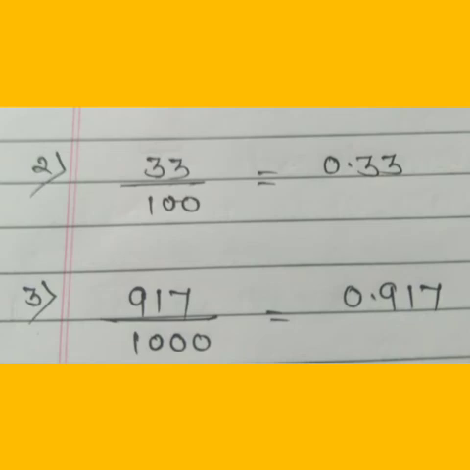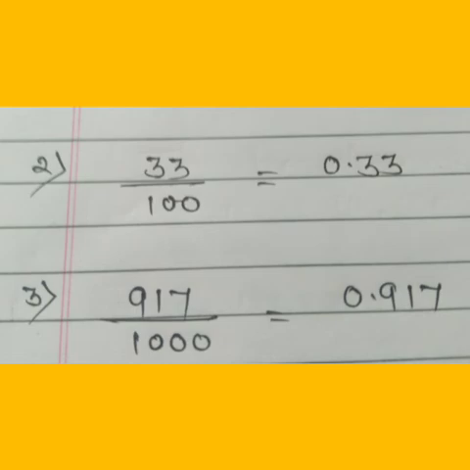33 by 100. Here there are two zeros in the denominator and two digits in the numerator. So we have to put the decimal point before the two digits, that is 33, and put 0 in the integer place. Our answer is 0.33. The same thing applies to 917 divided by 1000. In the denominator there are three zeros. We have to put the decimal point before three digits. That means 917 after the decimal point and put 0 in the integer place. So our answer is 0.917.